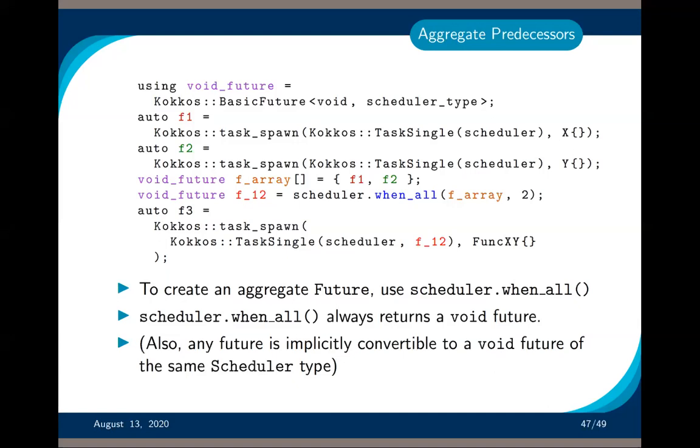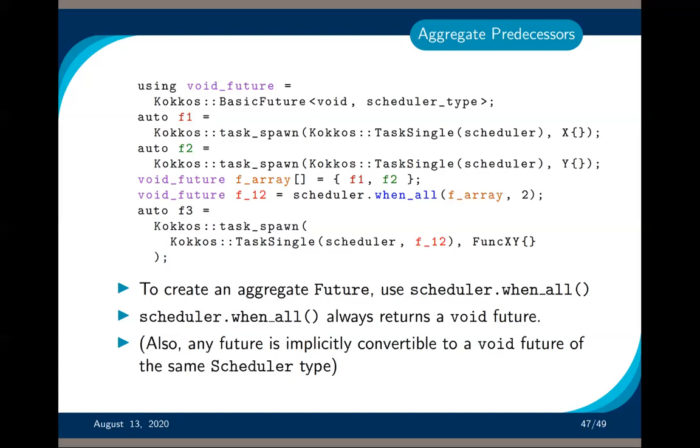We're working on some of those things for the future, but the general takeaway from this slide: winAll is how you aggregate predecessors. And when you aggregate a predecessor, if you need to access the values from the things that it's dependent on, you need to pass those futures through somehow to the functor that needs to access them.